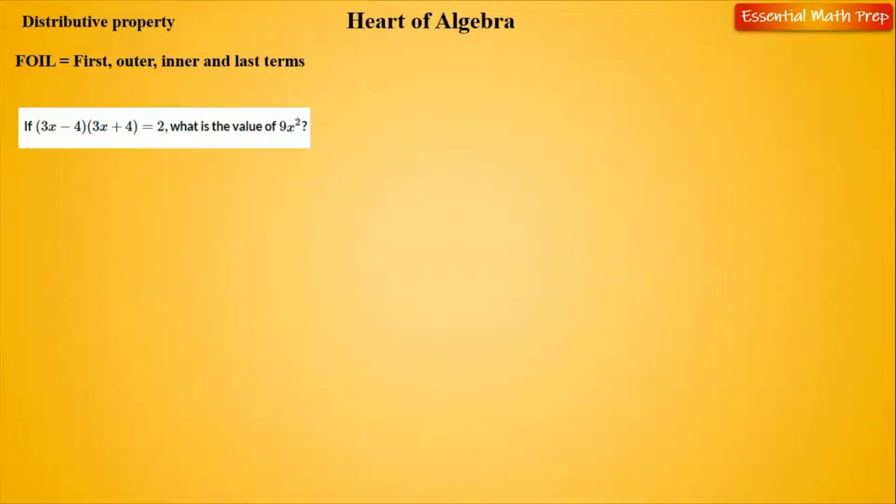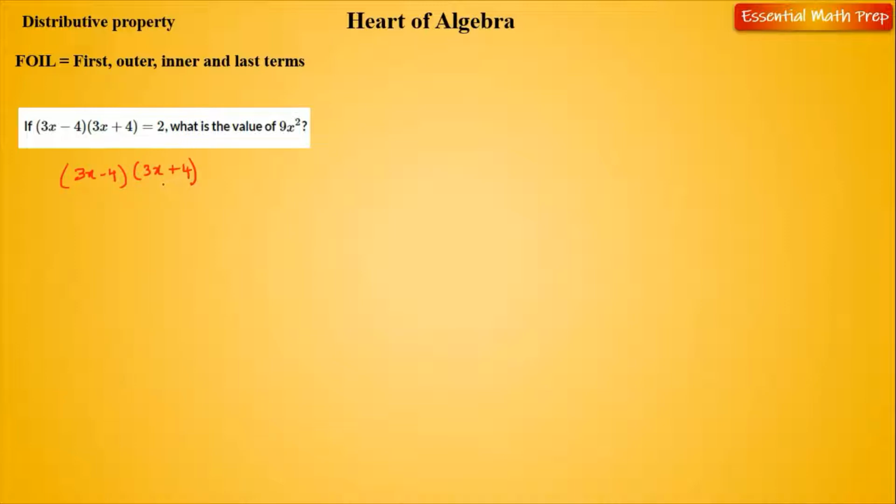It would make more sense if we actually do a problem on this topic rather than just discussing what FOIL is. So if you have this term and that's equal to 2, what's the value of 9x squared? So first, let's write the term down, (3x - 4)(3x + 4), okay? How do we multiply these two?